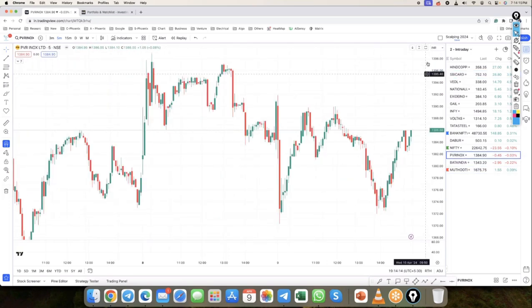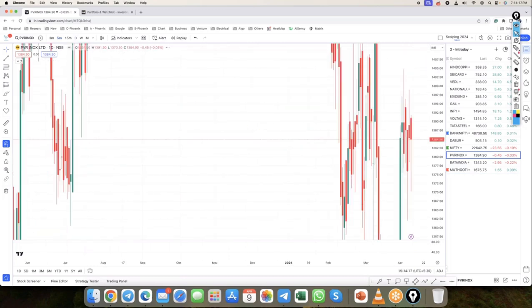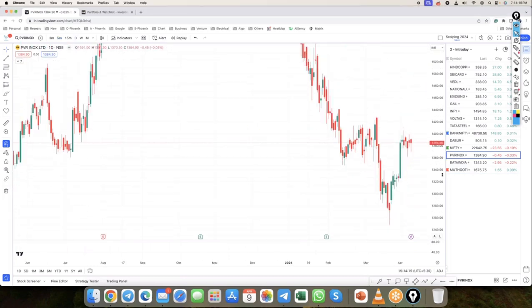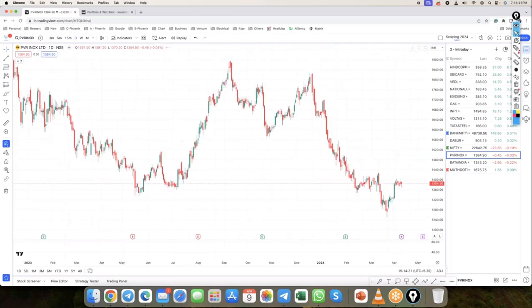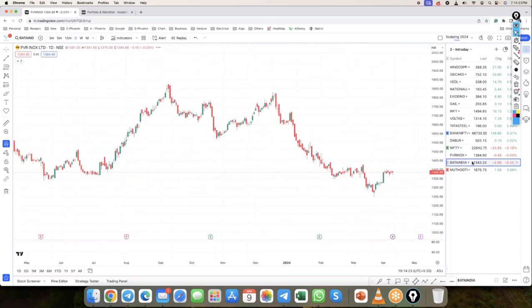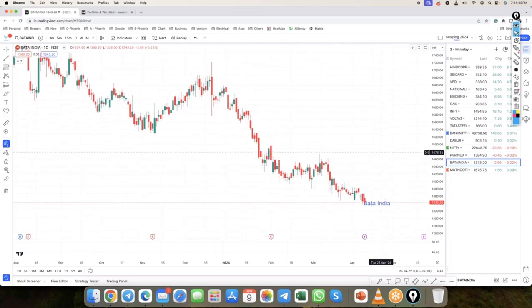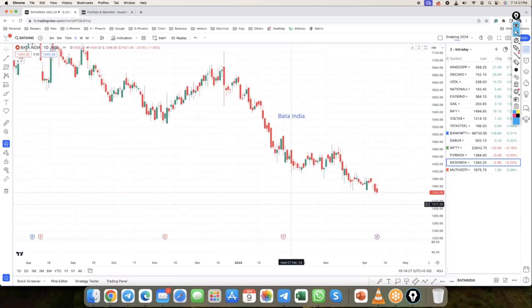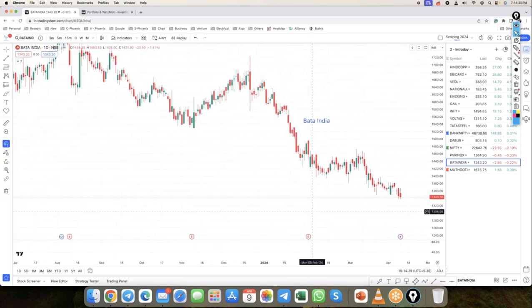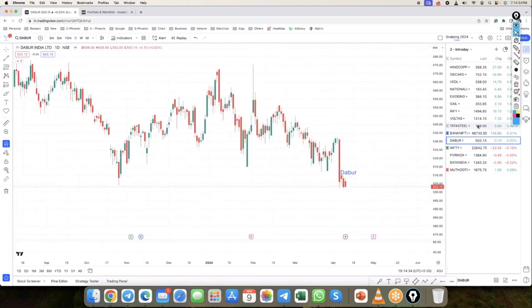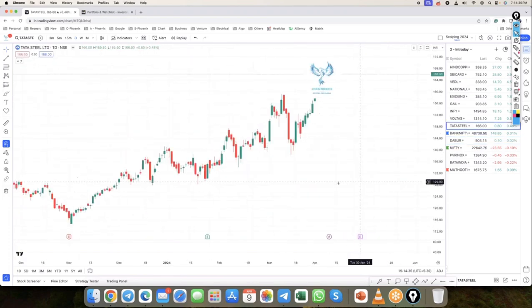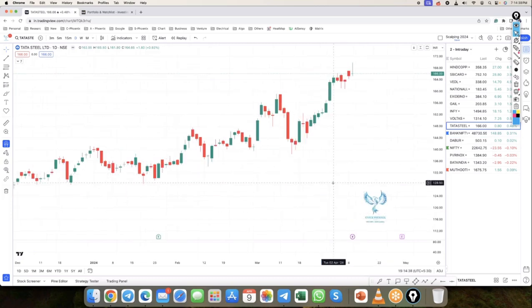Now PVR, we have drawn a FIBO and we are waiting for a big round of reversal, right? So here, now we can ignore this. We cannot draw FIBO. Of course, BATA, we can always look for a reversal sign, and once you get a reversal signal, only then can you draw. Dabur is waiting for reversal, and this could be a good one for a reversal retracement.